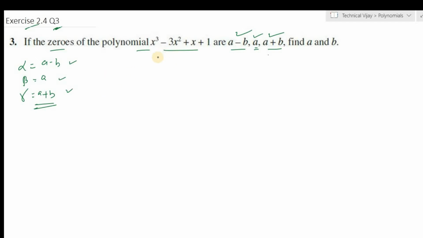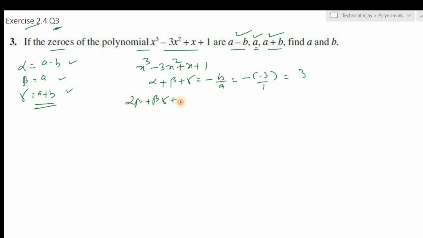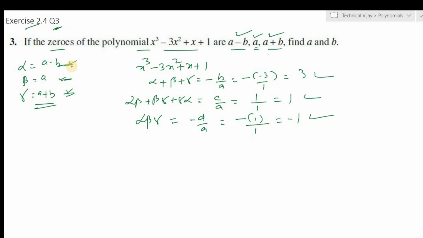Okay, so now from this equation x cube minus 3x square plus x plus 1, we have to find out, as per the formula, alpha plus beta plus gamma is equal to minus b by a, which is equal to minus of minus 3 by 1, which is equal to 3, and alpha beta plus beta gamma plus gamma alpha is equal to c by a, which is equal to c means 1, a means 1, it is equal to 1. So alpha beta gamma product is equal to minus d by a, so minus of 1 divided by 1 is equal to minus 1. Now we will equate these things with these obtained results.